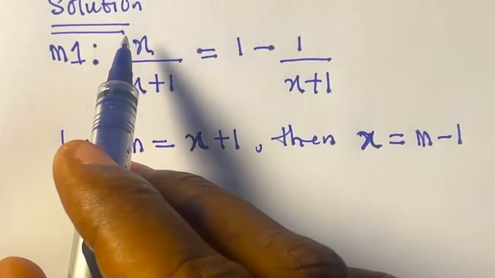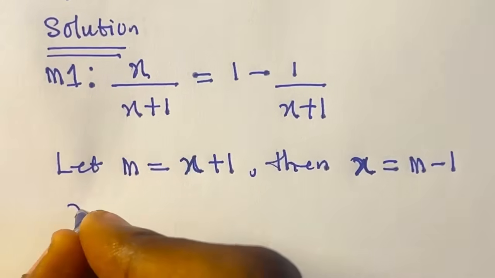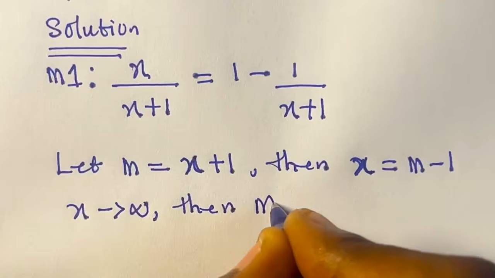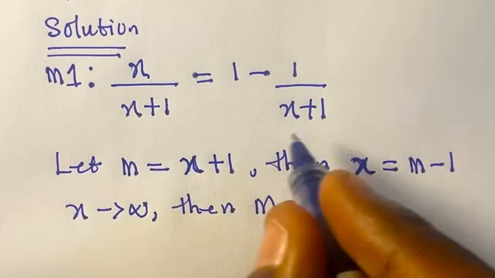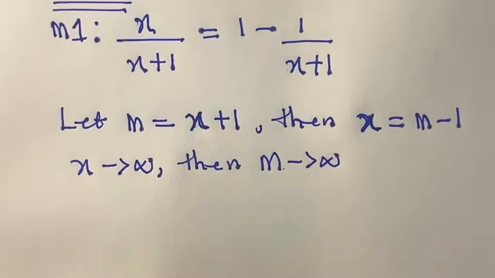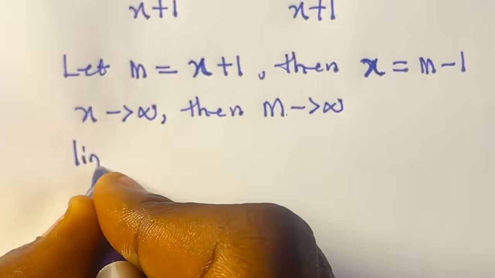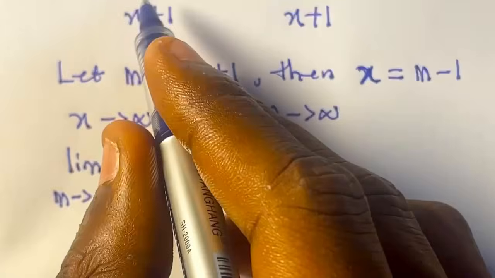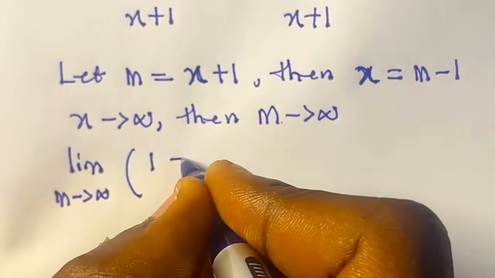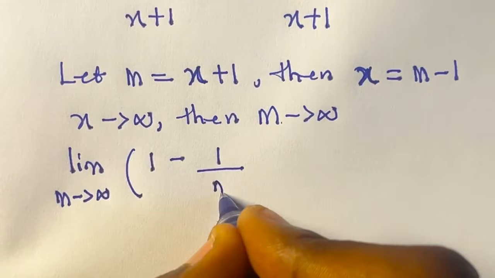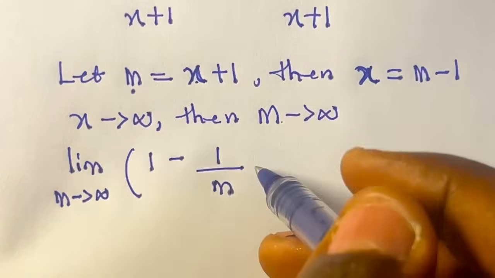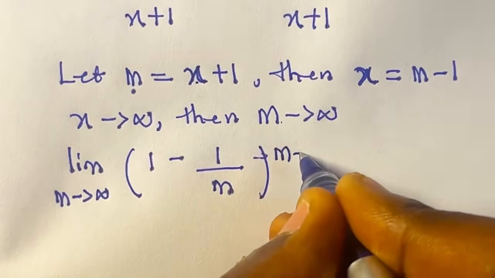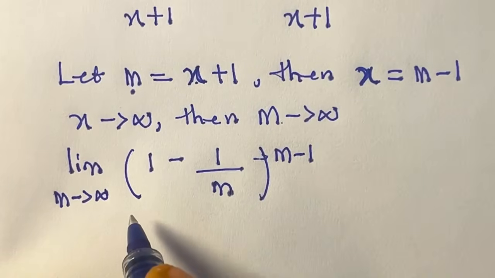Now, if x tends to infinity, then m also tends to infinity, because of the relationship here. So now let's express this as m tends to infinity. We've expressed x divided by x plus 1 as 1 minus 1 divided by m, since x plus 1 equals m, raised to power x. So what's our x? m minus 1. Now let's break this down.